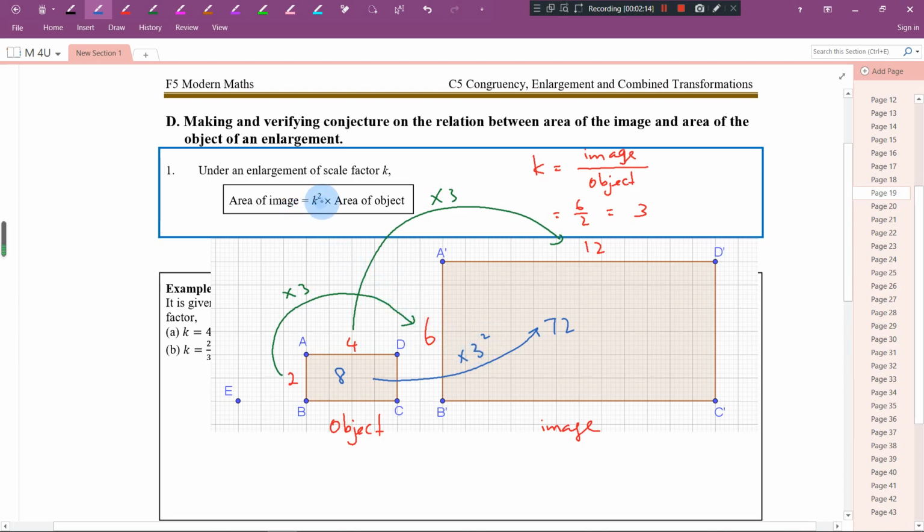So this is a formula that we need to remember. Area of image is equal to K squared, remember, you need to square the scale factor, times area of the object. Now let's look at a few examples so that you understand better about this topic.